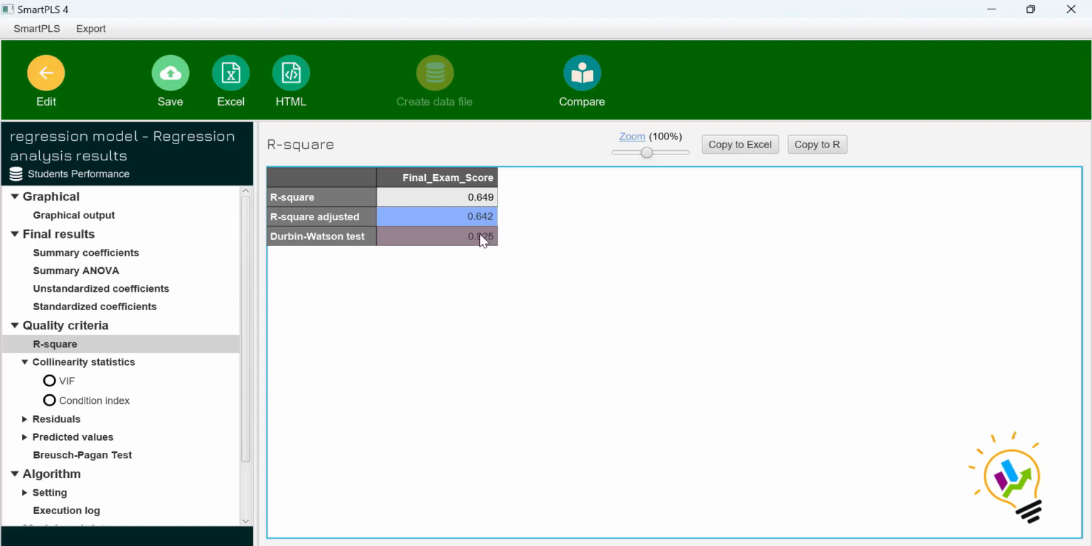The next one, the important one, is Durbin-Watson test. Durbin-Watson test is used to assess the presence of autocorrelation in the residuals of the model. The Durbin-Watson test value of 0.925 is close to 2, which indicates that there is no autocorrelation in the residuals. This is a good sign, as it means that the model is not overfitting the data.